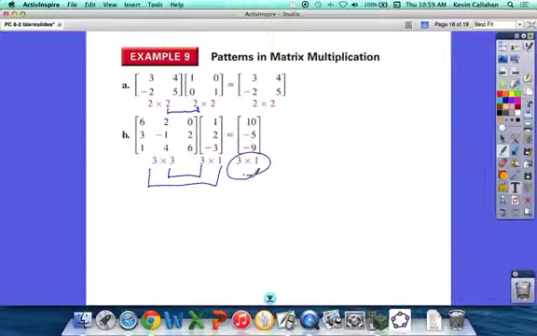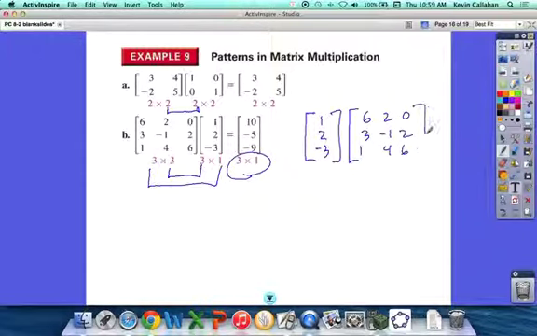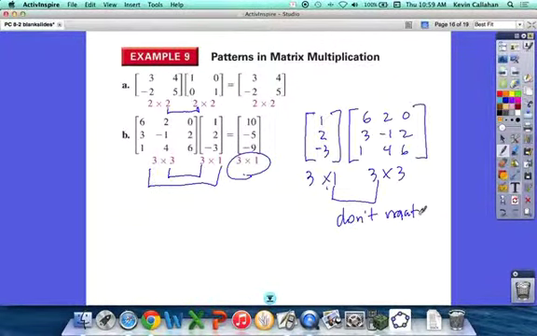Okay? But what if I switch the order of those? What if instead I tried to do 1, 2, negative 3 times 6, 2, 0, 3, negative 1, 2, 1, 4, 6. Now I've got my 3 by 1 and a 3 by 3. These don't match, right? So you can't do the math, right?